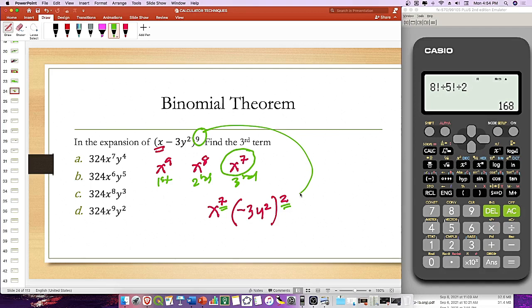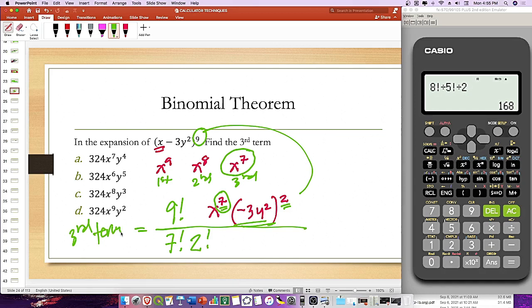Now, what is the power? The total power is 9. The power of your binomial is 9. So you can write here 9 factorial. What is the power of x? It shows here, this is 7, so we will divide this by 7 factorial. What is the power of this term? 2. So, again, we will divide this by 2 factorial. That's it. That's the third term. This is now your third term. Did we use any formula? Of course, no.